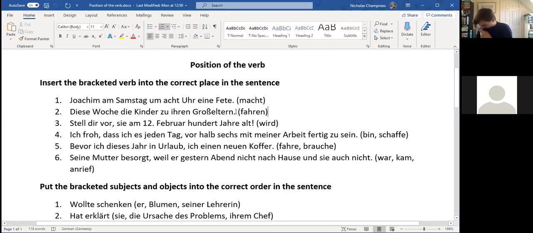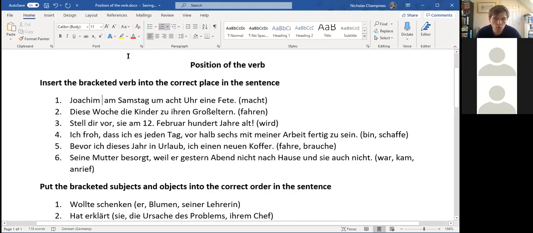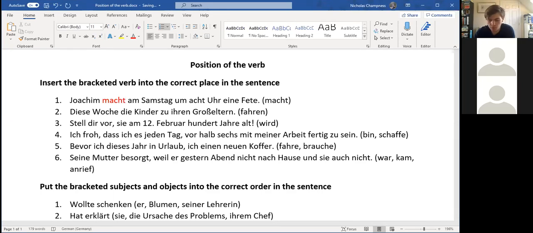I put the mask between Joachim and am. That's where I put it. Joachim macht am Samstag 8 Uhr eine Fete.